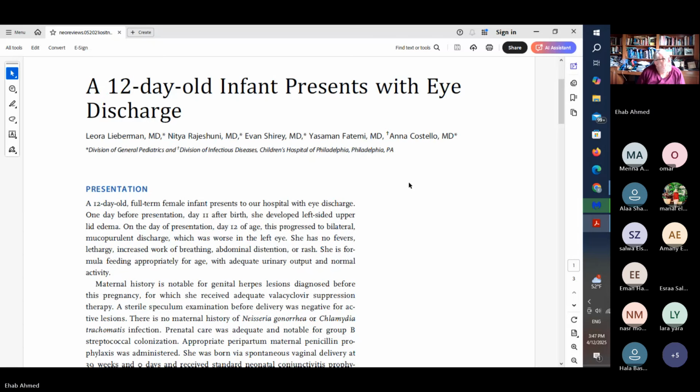Gonococcal. Yes, gonococcal conjunctivitis, which is something very concerning. Why is it concerning? Because it's considered part of a systemic infection. And this baby should be admitted to the NICU and should receive systemic IV antibiotics. And what else?